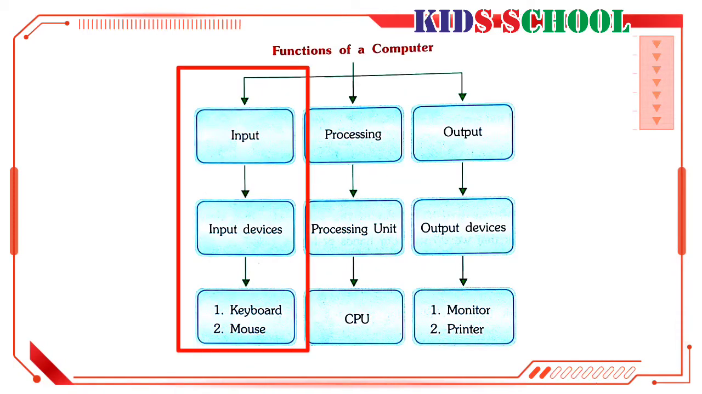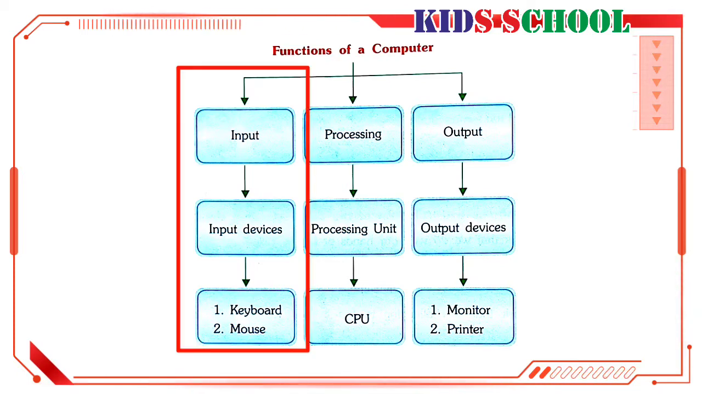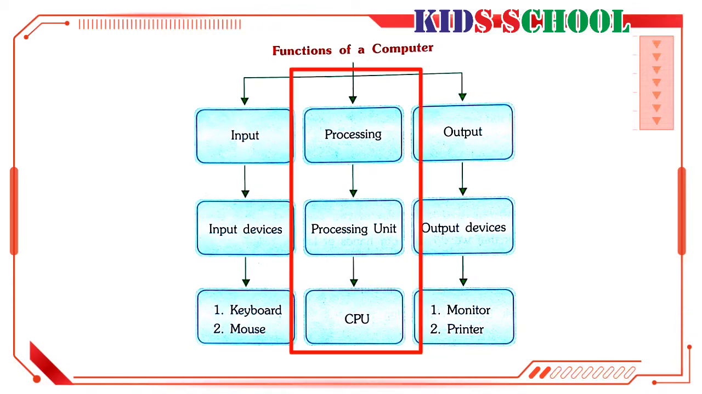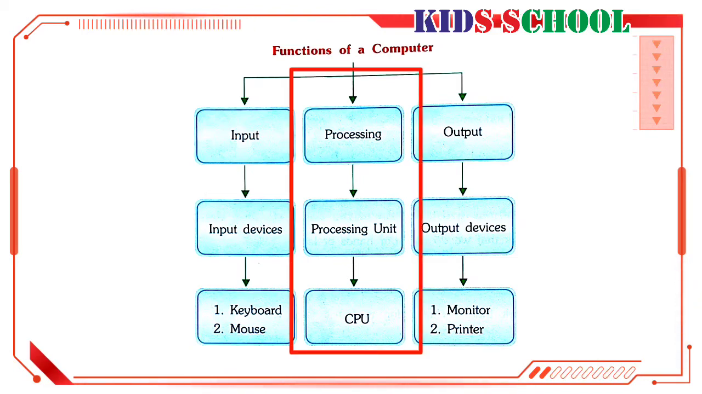Dear students, the keyboard and the mouse are used to enter data into the computer. They are used for input and so they are called input devices. CPU means Central Processing Unit. The CPU processes the input to give the output and so it is called the Central Processing Unit, CPU.